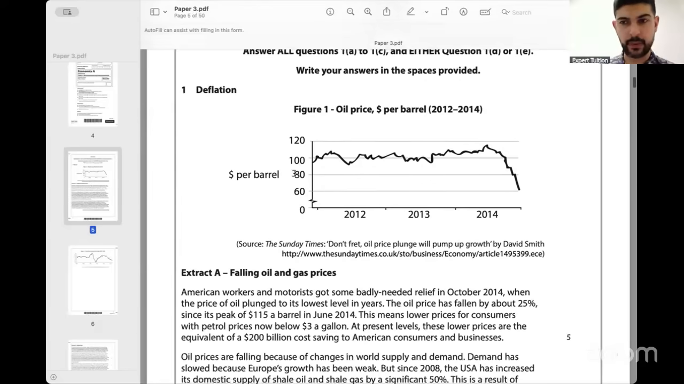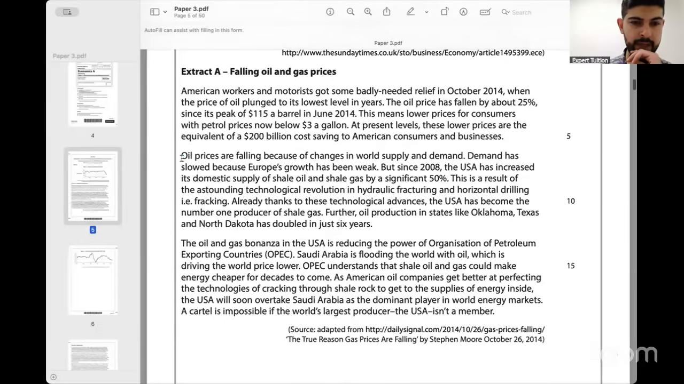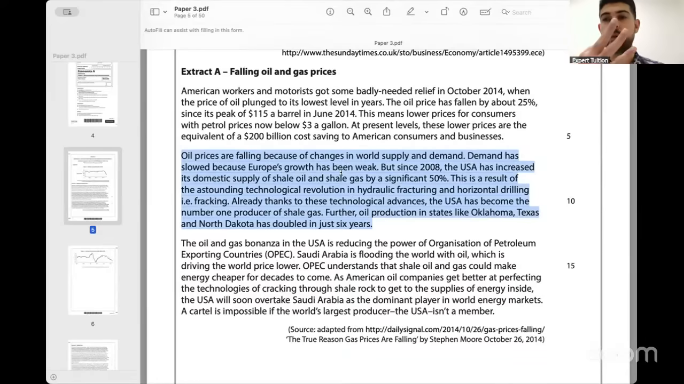Can I show you how easy it is to spot these now? Look at this. The entirety of this paragraph is literally telling me the answer. Oil prices are falling because of changes in world supply and demand. Demand has slowed because Europe's growth has been weak. Cool. Right. Let's write up the topic sentence and write out the 3 marks. If an 8 marker, I want it to be like this. Bullet points. It would be like this.